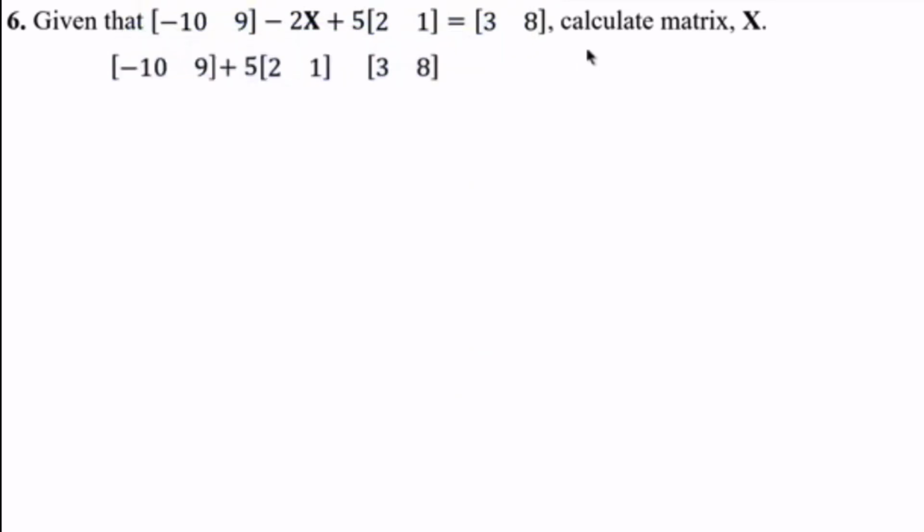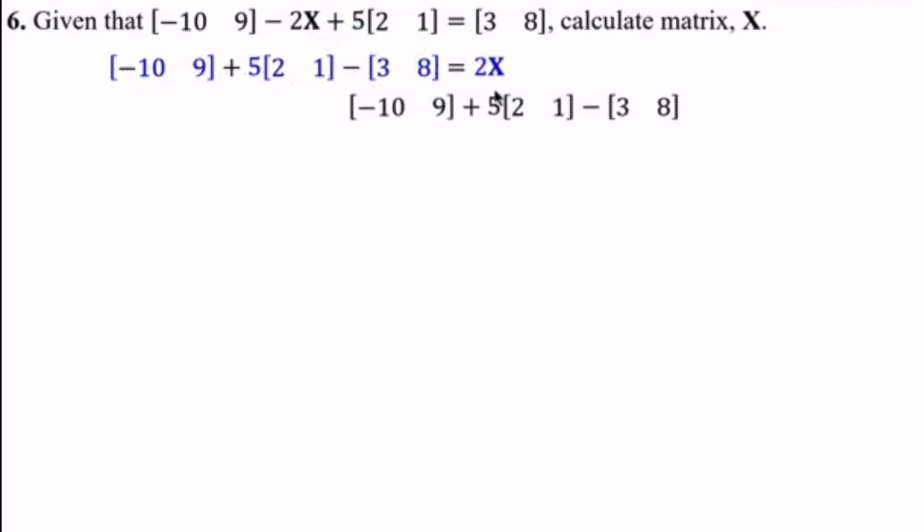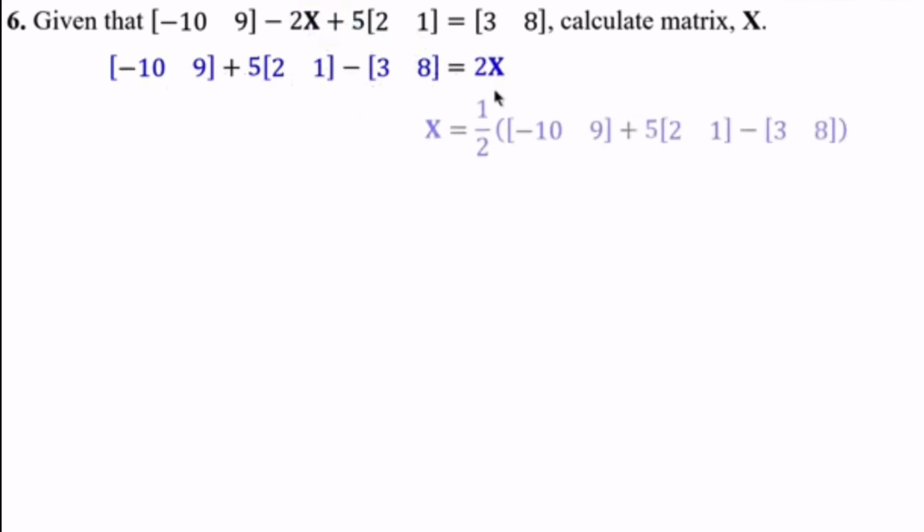So I'm going to shift all the matrices to the left. So negative 10, 9 plus 5 times 2, 1 minus 3, 8. Then the negative 2x I bring to the right, which is 2 times matrix x. Okay, now I will solve the 3 matrices on the left so that I can get the answer, and I will have to divide by 1/2 for the matrix after I add all the 3 matrices. So now 1/2 times the 3 matrices, I have to add.